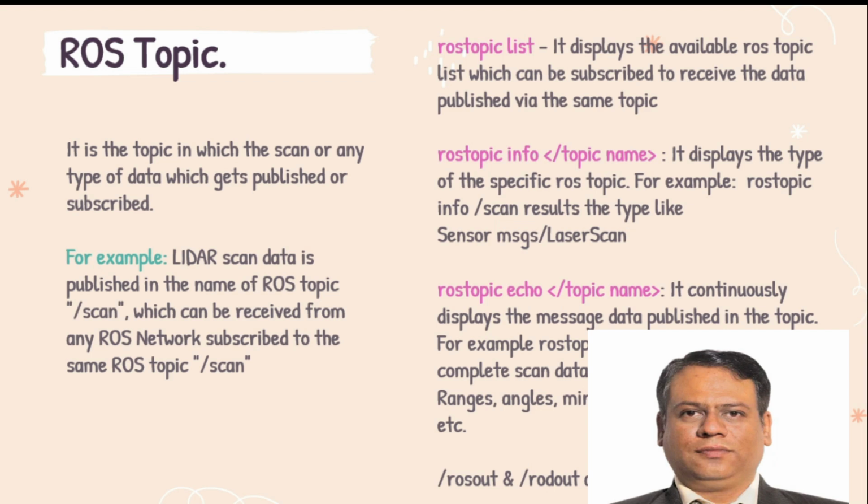So what is the data? That is ranges, angles, minimum angle, maximum angle. Those kinds of data will be obtained from the Lidar here. So rostopic echo /scan is going to give the data of this Lidar. So what is the angle? 0 degree 5 centimeter, 45 degree 200 centimeter, 90 degree 150 centimeter. Like that it's going to give you the data. So that's about the ROS topic echo.